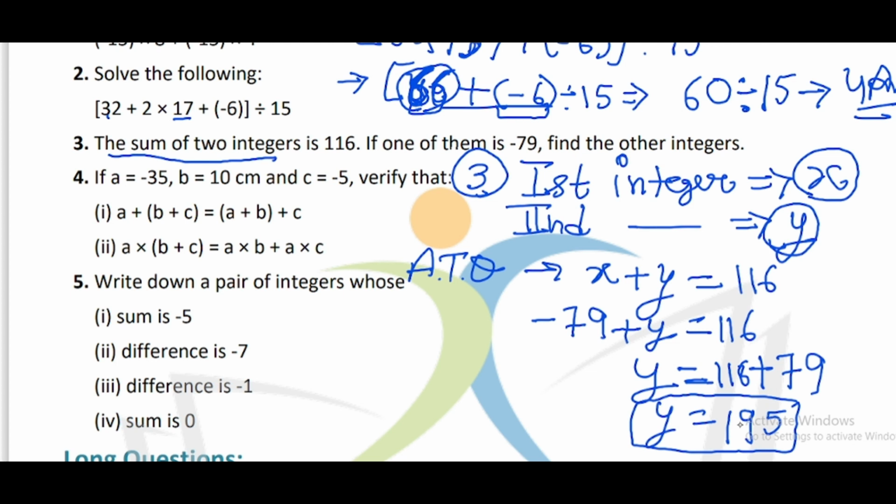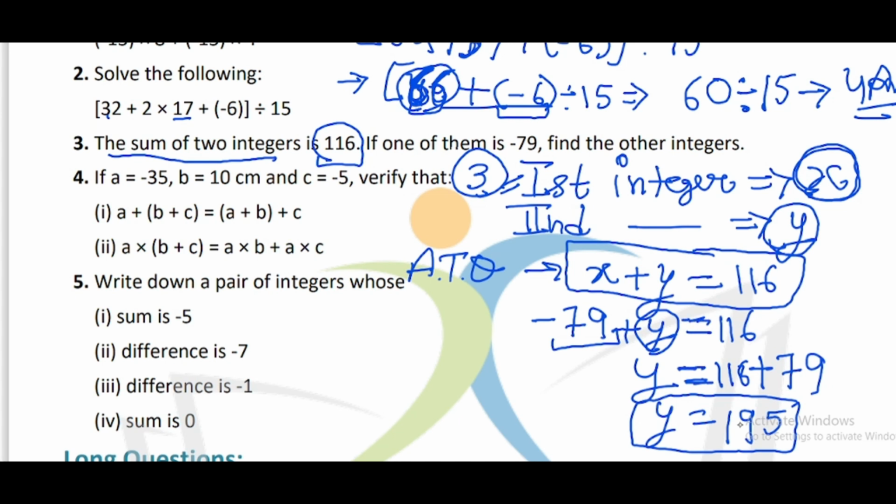Let's see how we solve. The sum of the two integers is this. Let's assume the first integer is x and the second integer is y. Then according to the question, the sum of the two integers, it means the first integer x sum with the second integer y gives 160. Then one of them gives minus 79. Then the value of the other integer, that is y, then minus 79 from the bracket will be added. Let's see, 116 add with 79, that is 195. It means the other integer is 195.